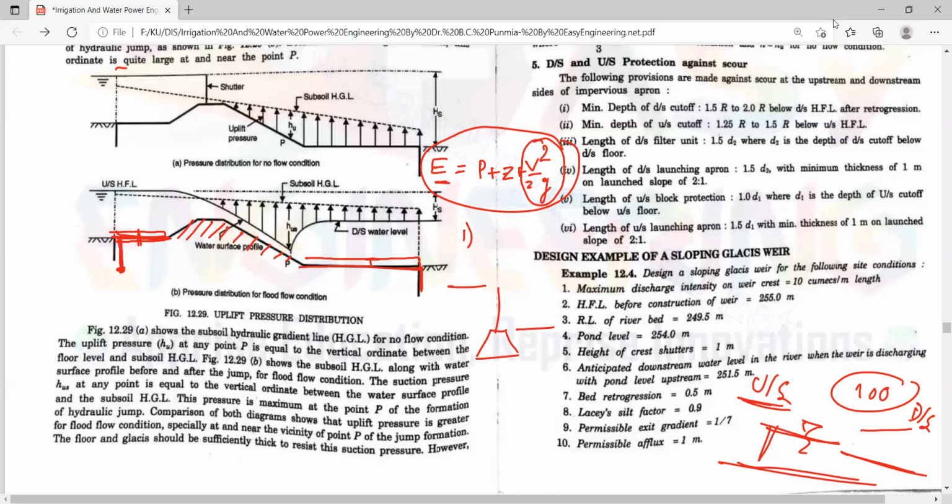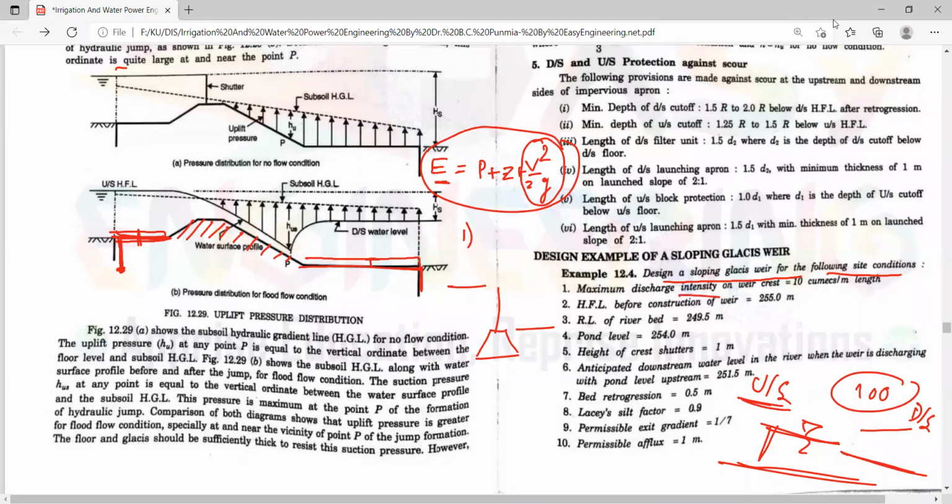So design a sloping glacis weir for the following site conditions. I'm just recording the session. I'm going to upload this on YouTube, so you need to go through that. So, design of a sloping glacis weir for the following conditions.